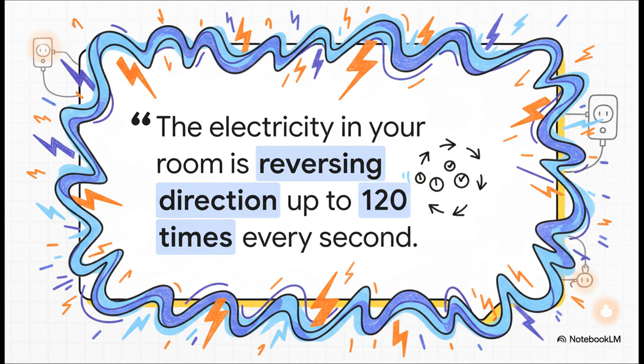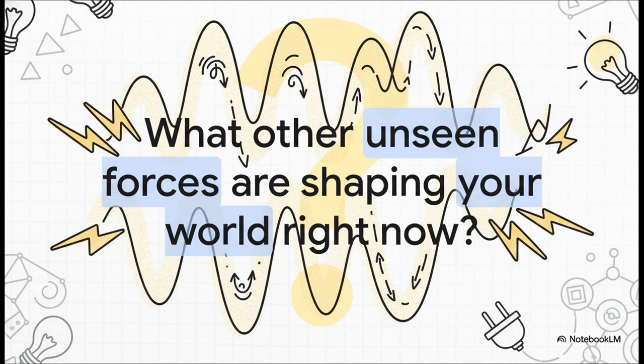Now, just let this sink in for a moment. In a 60 Hz system, the flow of electricity completes 60 full cycles every second. That means the direction of the current is literally flipping back and forth 120 times every single second. It's this frantic, invisible dance that's happening inside your walls right now. So the next time you flip a light switch, you'll know it's not just some simple flow of power. It's this incredibly complex, oscillating wave of energy. And it kind of makes you wonder, what other powerful, unseen forces are silently shaping the world all around you at this very moment?